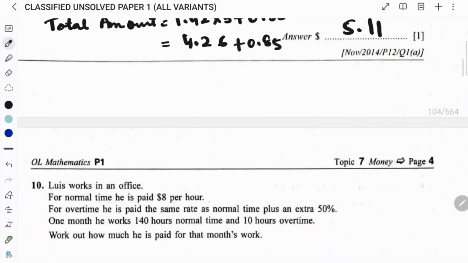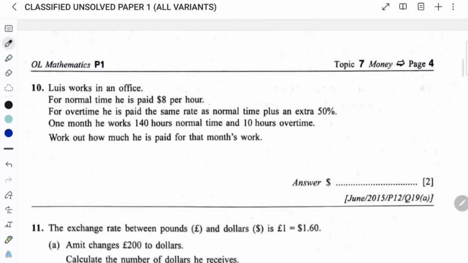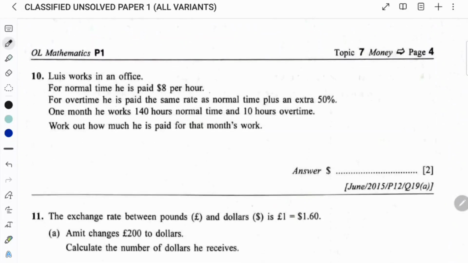Next question, we are at question number 10. We are doing almost every question here of money. Louis works in an office. For normal time she is paid $8. For overtime she is paid the same rate as the normal time plus 50% extra. So 50% extra means 150%, or you just add 50% to 8, then you get the answer. In 1 month she works 140 hours normal and 10 hours overtime. Work out the pay for the month's work. Okay, so what is the amount for extra time, per hour?